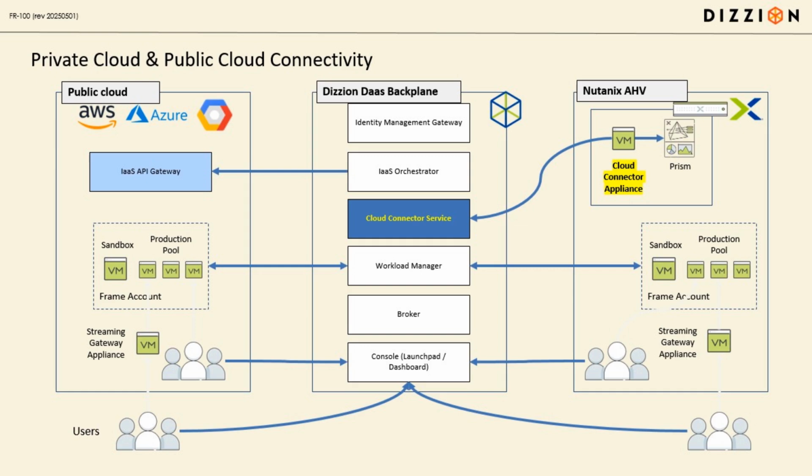The backplane relies upon the API key that was provided when adding the cloud account to perform these tasks on your infrastructure. For Nutanix, a dedicated backplane service, the Cloud Connector Service, or CCS, communicates with the infrastructure by means of a CCA that is deployed on the AHV cluster. The CCS and CCA work together to orchestrate the same actions on the hypervisors by way of the Prism API. And that's how it works.